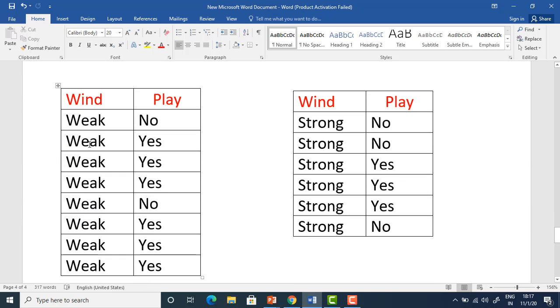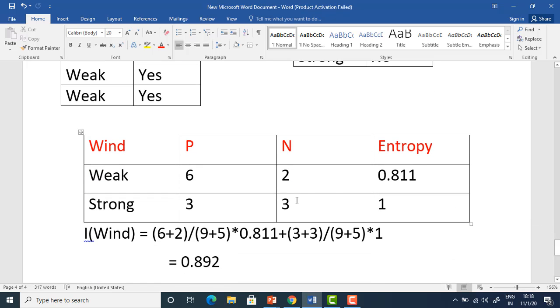One is strong, another one is weak. For all weaks, take all the label values. Similarly, for strong also write down all the label values. From that you can calculate the P's and N's and also the entropy. Substitute all these values in the entropy formula and you can get the entropy values. After that, find out the average information entropy.